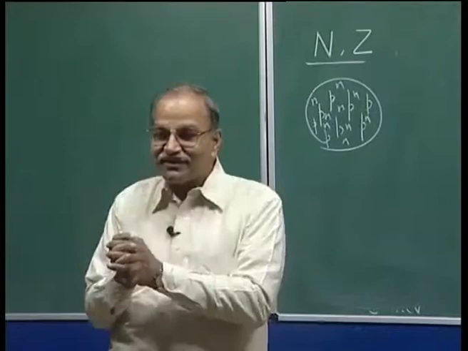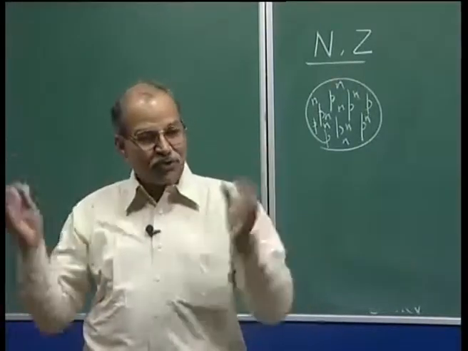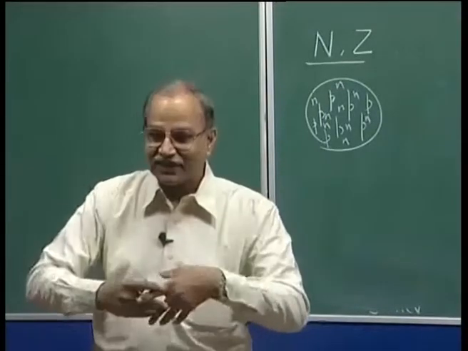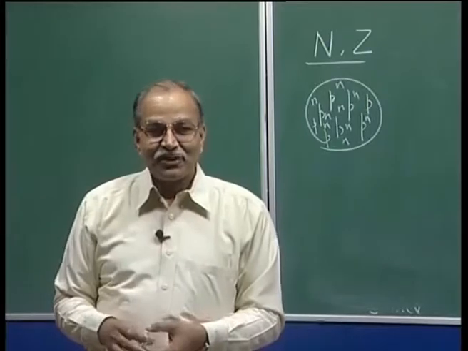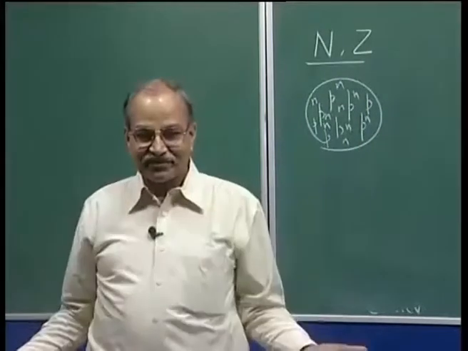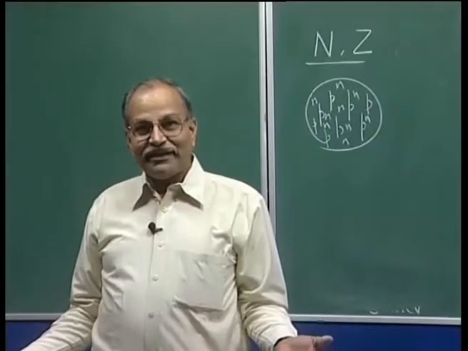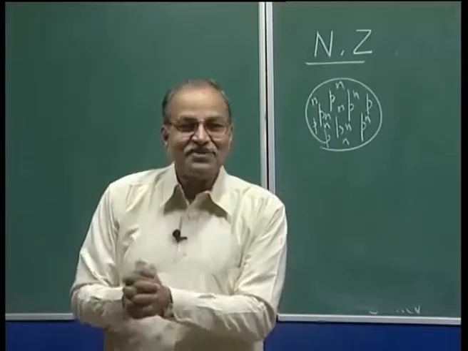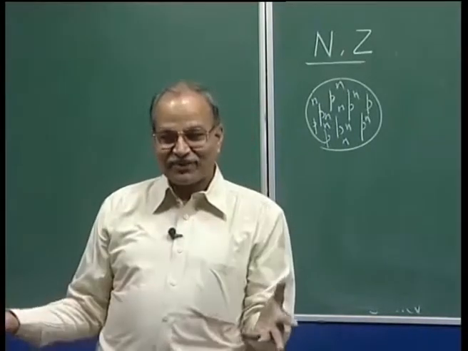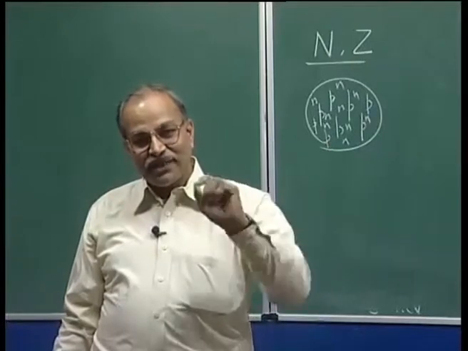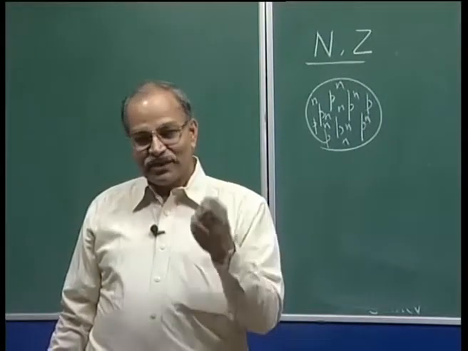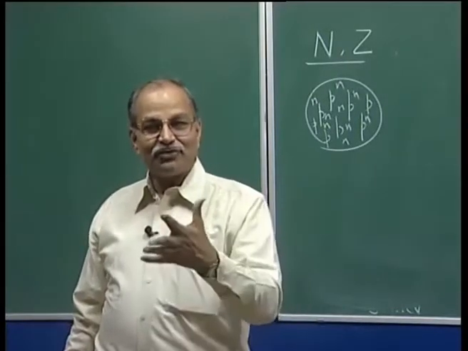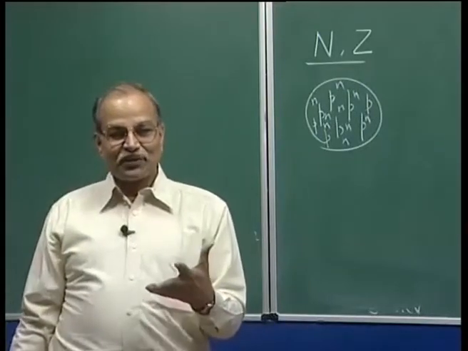What will prevent it? If I make a nucleus, if I push all those protons together and make a nucleus of 10 protons, what will happen? Coulomb force will take them apart. But if I take 10 neutrons and try to make a nucleus, what will happen? There is no Coulomb force, but even that is not possible. There are certain combinations of Z and N which give you a nucleus. Arbitrarily you cannot put any number of neutrons and any number of protons.